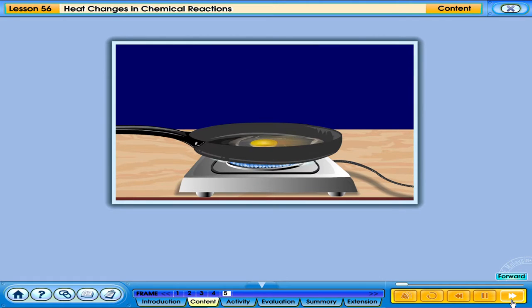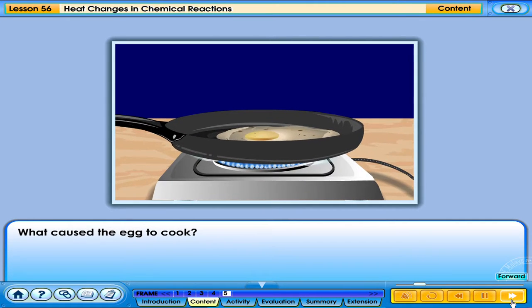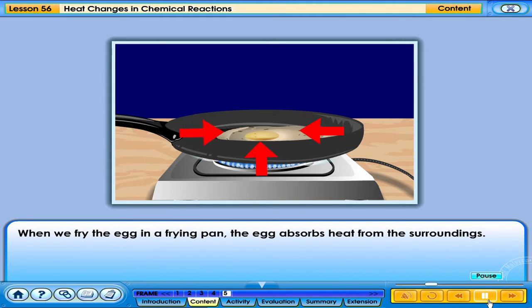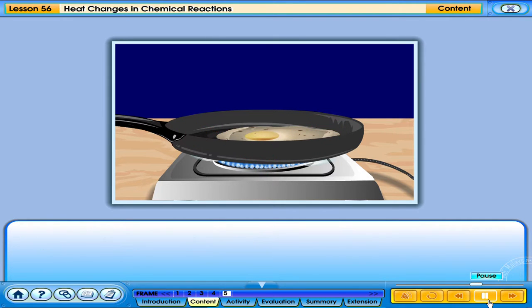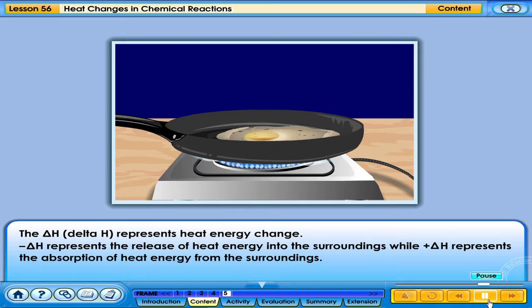Now, let us have a look at some examples of reactions involving heat gain. What caused the egg to cook? When we fry the egg in a frying pan, the egg absorbs heat from the surroundings. The reaction that happens involves heat gain. Energy is absorbed to break the chemical bonds between atoms. The delta H symbol represents heat energy change. Negative delta H represents the release of heat energy into the surroundings, while positive delta H represents the absorption of heat energy from the surroundings.